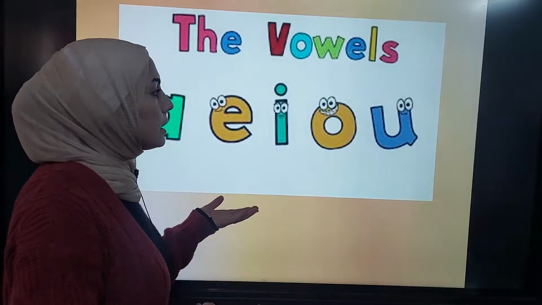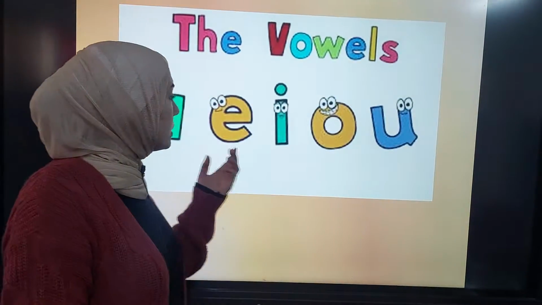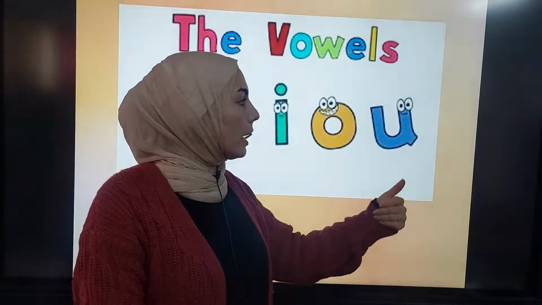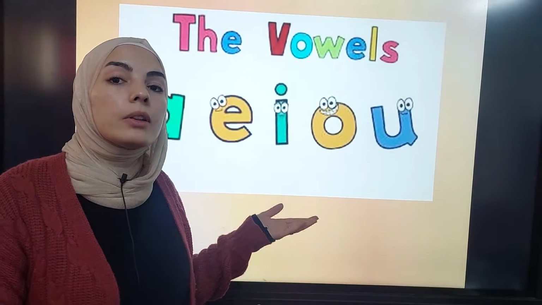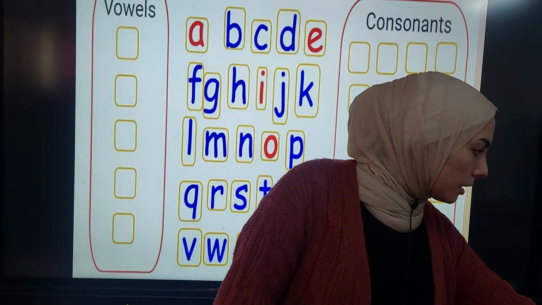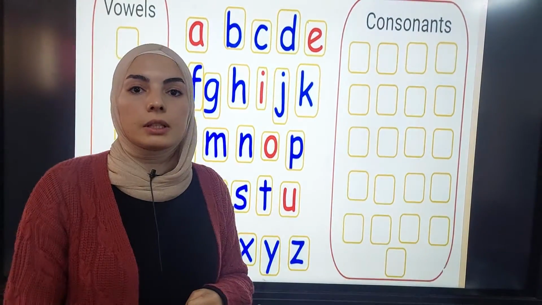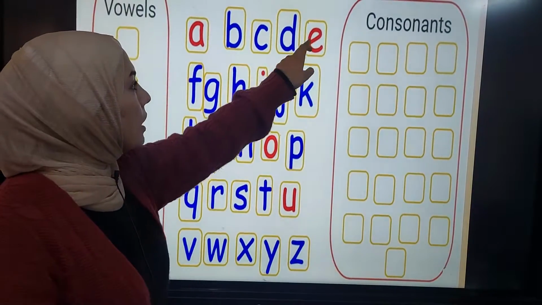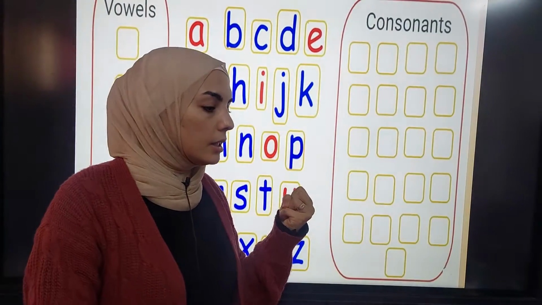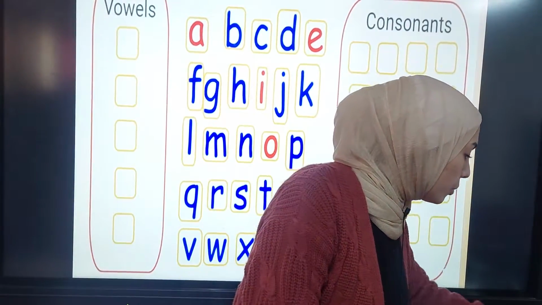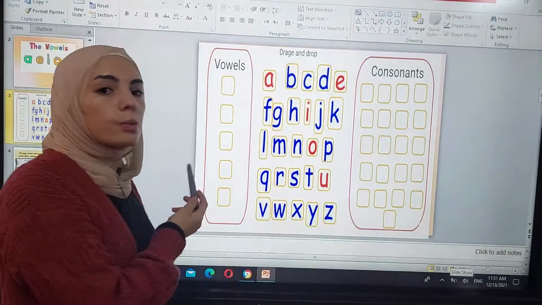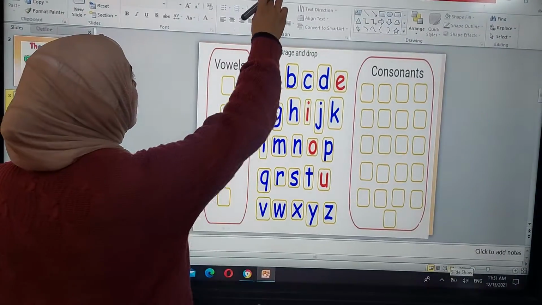Here we have these letters, we call them vowels. We start with letter A, then E, I, O, and U. All of these letters, we call them vowels, okay? Now let's see the other letters from the alphabet, we call them consonants, okay? The red ones, we call them vowels, and the blue, we call them consonants. Now let's divide them into two groups. This group is for consonants and this one is for vowels. So let's start.